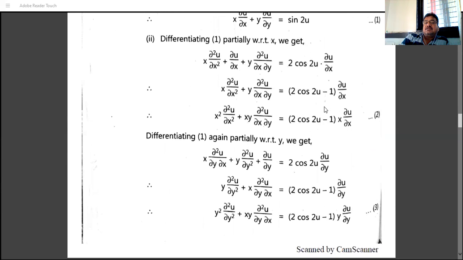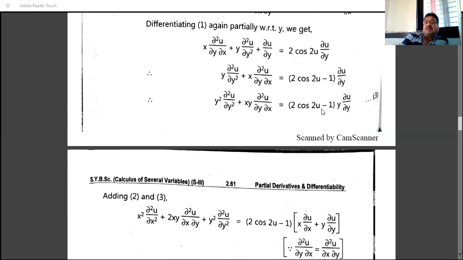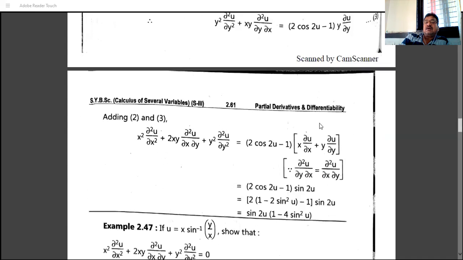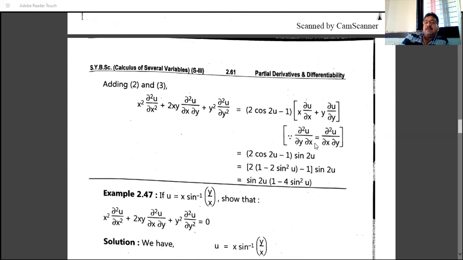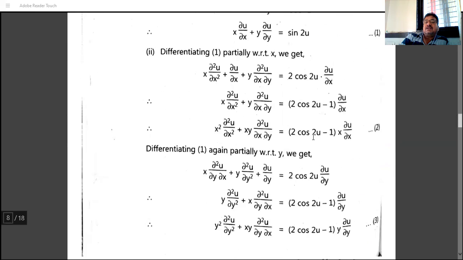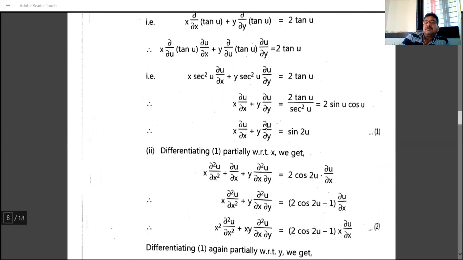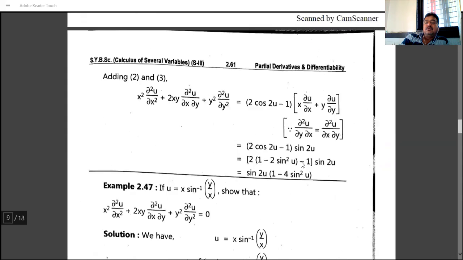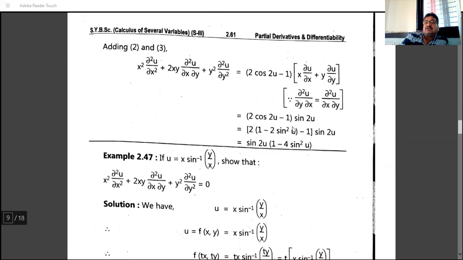is equal to the addition of the RHS. Then take this 2 cos 2u minus 1 as a common factor. We have in bracket x ∂u/∂x plus y ∂u/∂y. And by using equation number 1, x ∂u/∂x plus y ∂u/∂y is sin 2u. Substitute the value of this bracket as sin 2u from equation number 1. And then the calculation of this is what? Cos 2u.